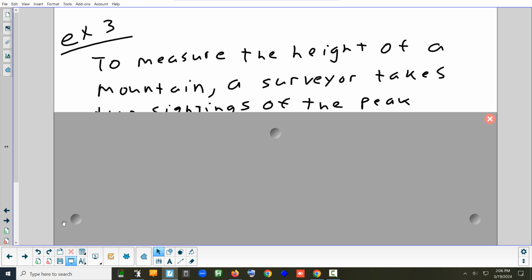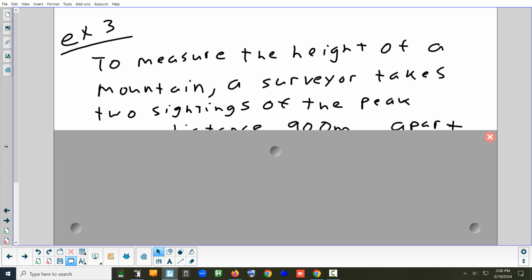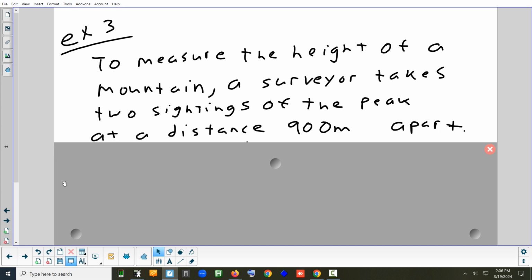So in this case, a surveyor is going to measure the height of a mountain, taking a sighting from 2 different spots. You do need to know how far apart the 2 sightings are. This time the surveyor is going to do it 900 meters apart. It doesn't matter what this distance is. You just need to know what it is.